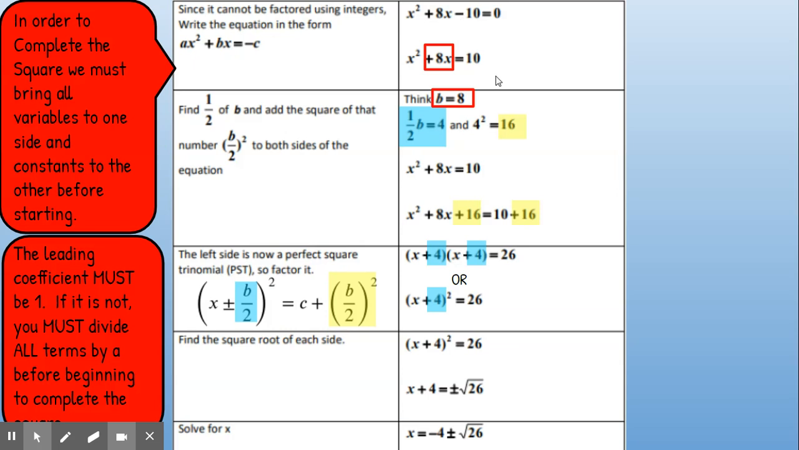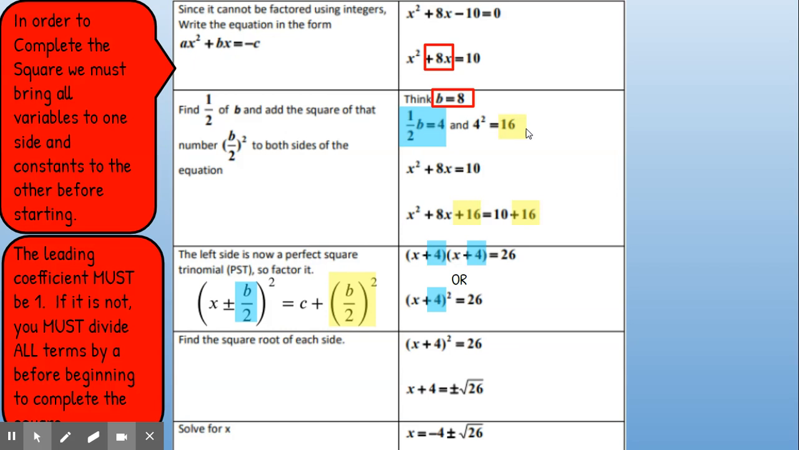I move that 10 over by adding it to get the x's and the x squareds alone and the constant alone. Now, this middle block, or the second block, I should say, is the forcing of your completing the square. You take your middle term, which is 8 in this part, you divide it by 2, you half it, so half of 8 is 4, and then you square it.